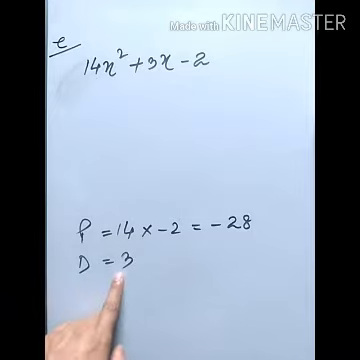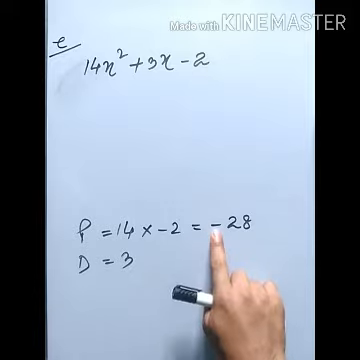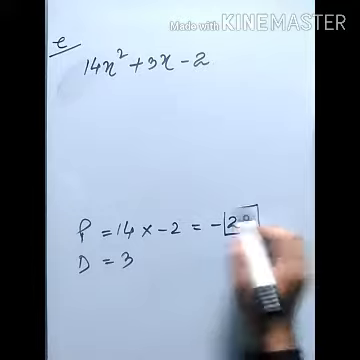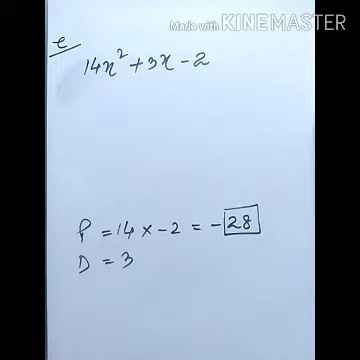So the difference is 3. We are going to find the two numbers whose product is 28. Even though there is a minus, I simply take this 28, leaving the sign, whose product is 28 and their difference is 3. That means bigger number minus smaller number, we want to get 3. That's all. Okay, let's see.